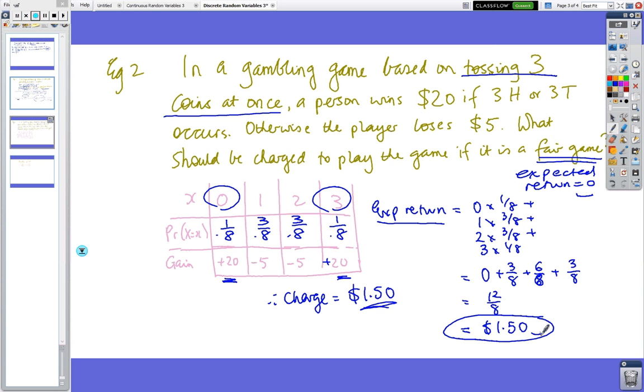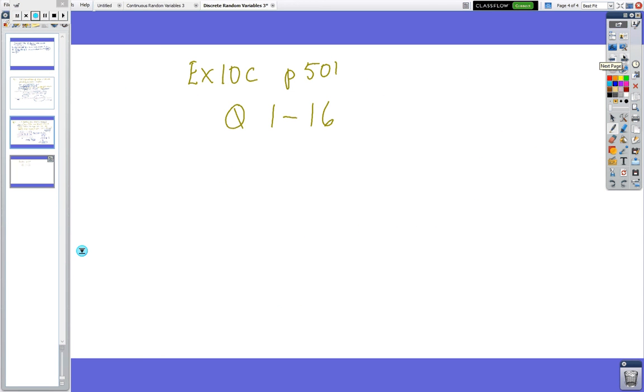Coming across the next page. There's exercise 10C, page 501. That's pretty straightforward. Okay, thanks, bye.